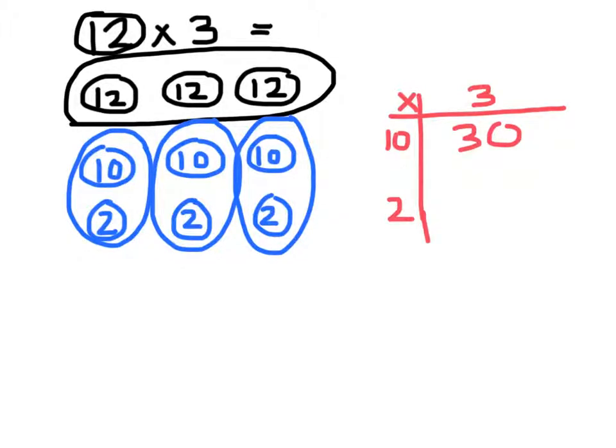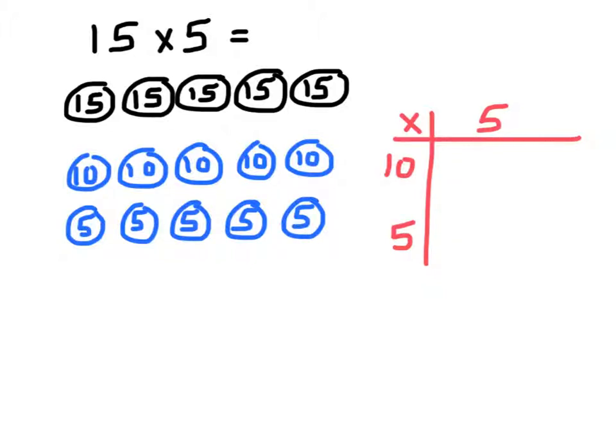And if I did 2 pence times 3, I'd have 6 pence. Altogether, I'd have the answer 36. 12 times 3 equals 36. Here's another similar example. This time we're doing 15 times table.